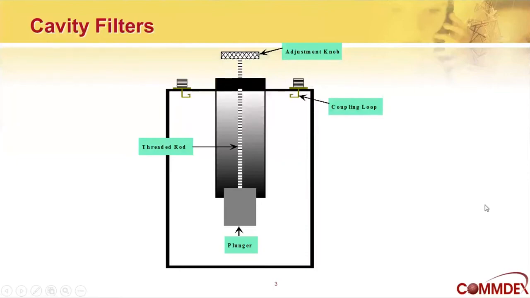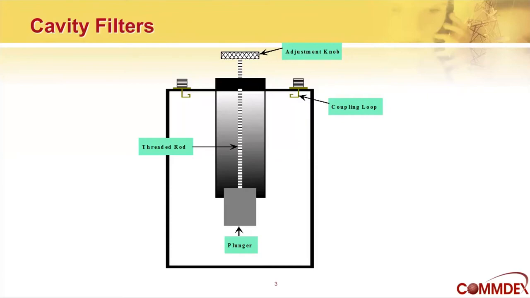So the first thing we'll talk about is cavity filters. If you've ever seen a cavity filter, it basically looks like a big tin can with a rod coming out of it. And that's basically what it is, an empty can with two connectors on it, one that goes in, one that comes out, and the signal resonates inside the cavity.